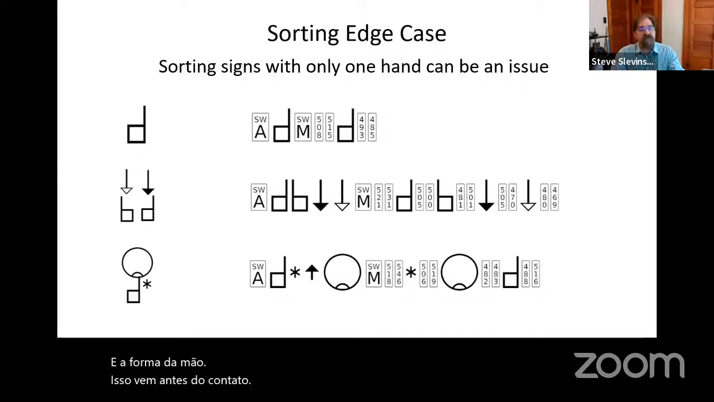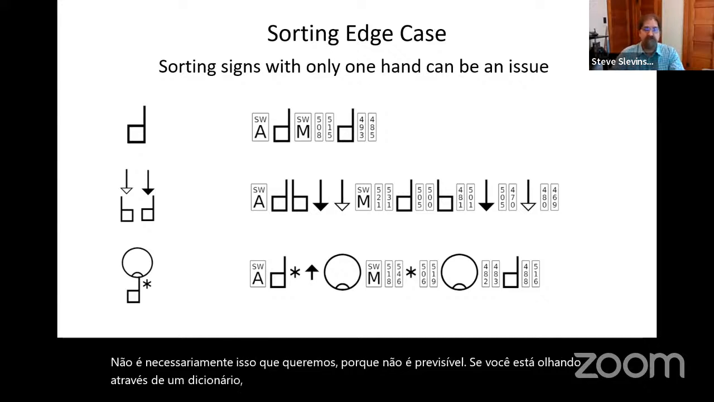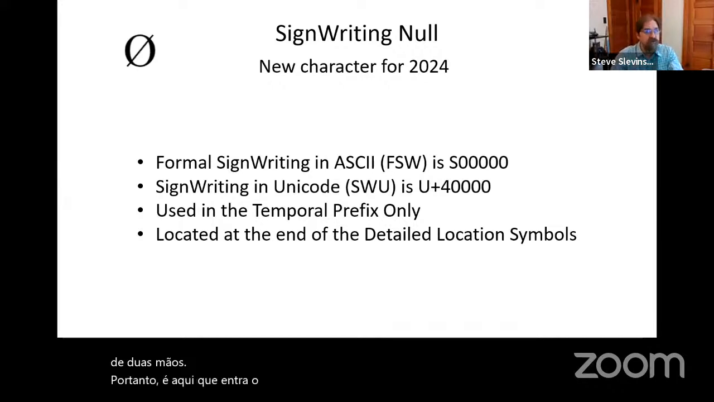This is not necessarily what we want because it's not predictable. If you're looking through a dictionary, you may want to see all the one-hand signs before the two-hand signs. So this is where the SignWriting Null comes in. This is a new character planned for 2024. I'm currently working on it.